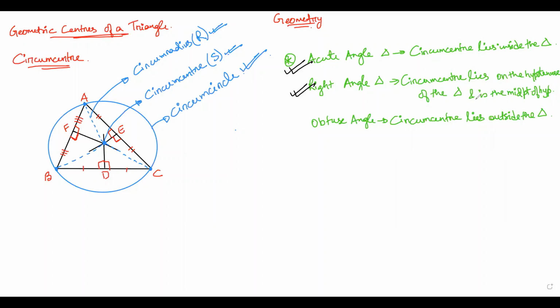And since the circumcenter is equidistant from the three vertices of the triangle, so for a right angle triangle, the circumcenter would be the midpoint of the hypotenuse. And for an obtuse angle triangle, the circumcenter would be lying outside the triangle.